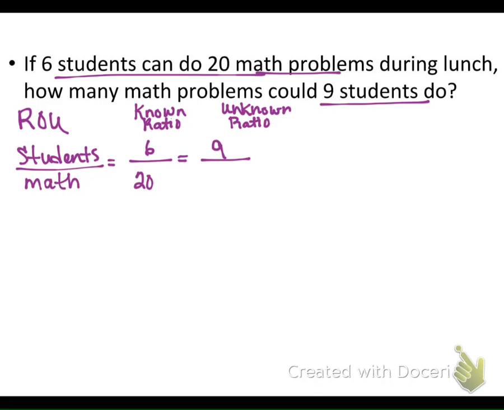So I'm trying to find what? The bottom number, which represents what? What's that question it's asking me? How many can 9 students do? Okay. So I know 6 students can do 20. So how many math problems can 9 students do? So now we have our proportion, and we go back and we cross multiply.